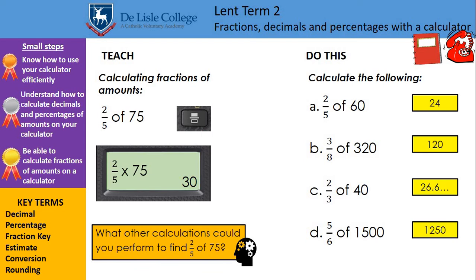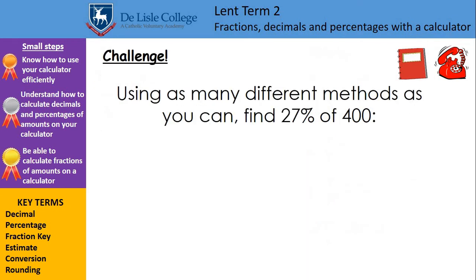Okay. Now you've had a go at those, the answers are displayed on your screen, so you can check those against what you've written. And hopefully we've had success there, and we will move forward. So a bit of a challenge now. What I'd like to do is to, using as many different methods as you can, find 27% of 400. Pause the video while you have a go at that.